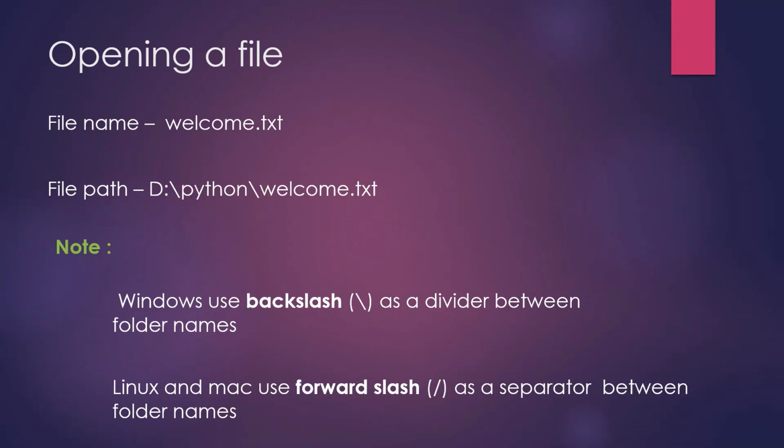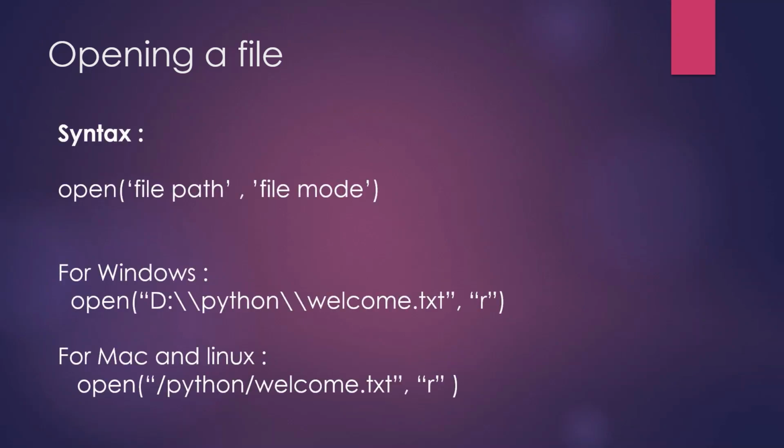But for Linux and Mac users, their equivalent file path would typically look like this one. Notice the forward slash here. Okay, after knowing your correct file path format, let's open this file using Python. Now let's carefully notice the syntax for opening a file. We use the open function for this purpose, and this function takes two parameters. First one is the file path and the second one is the file mode.